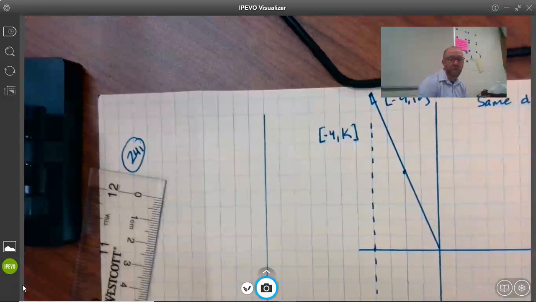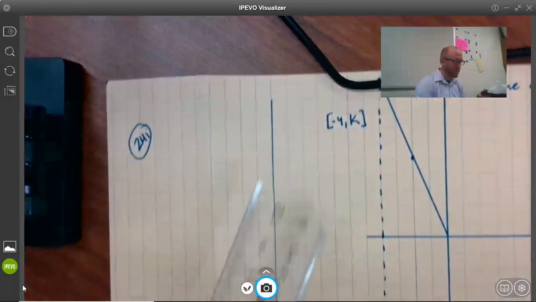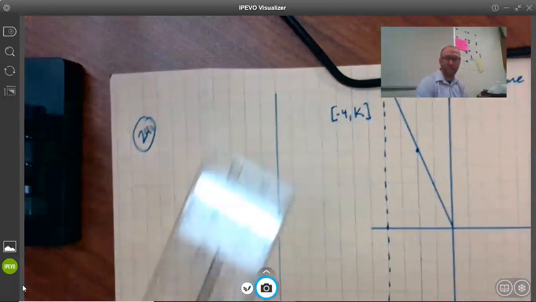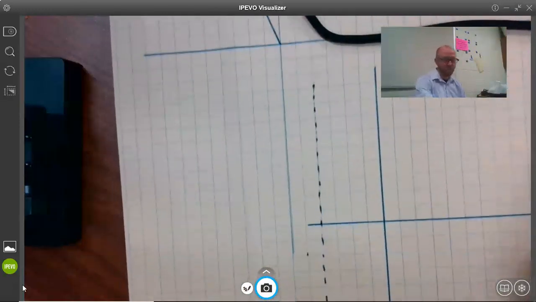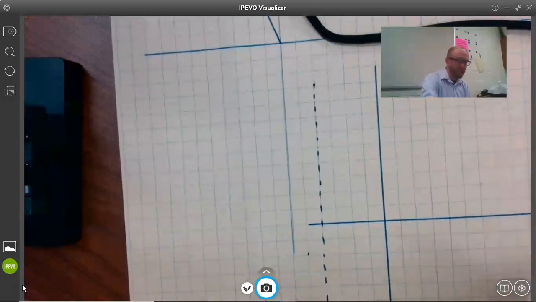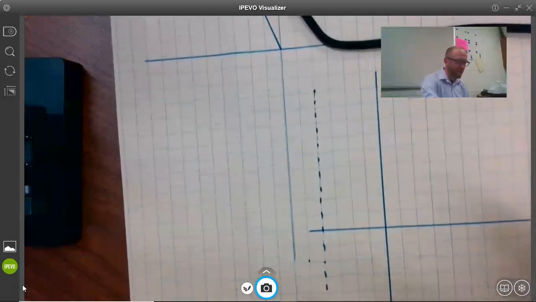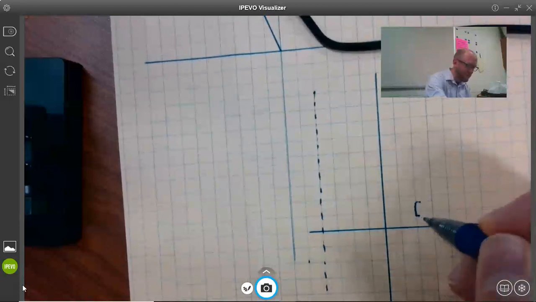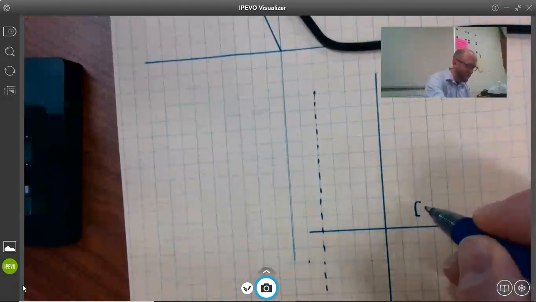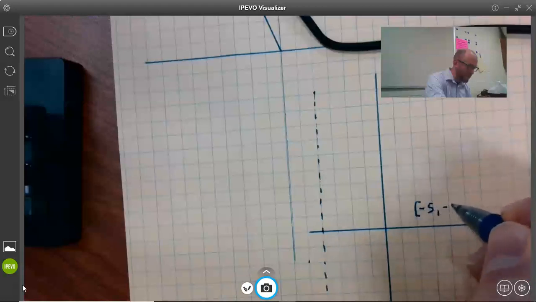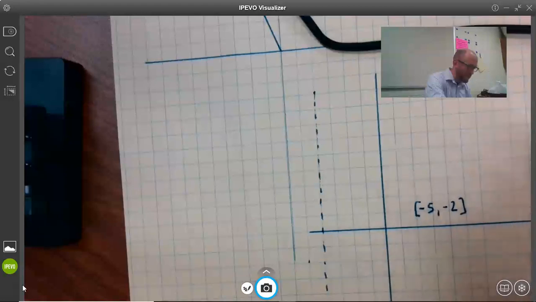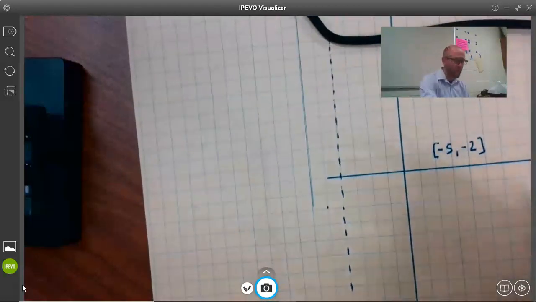Next, we're supposed to find a vector that, again, has a negative 4 for the x component, but now we want it to be perpendicular. This is a little bit trickier. Now, if we want the vector to be perpendicular, here's a sample of a perpendicular vector. It would be negative 5, negative 2. So back 5, down 2.